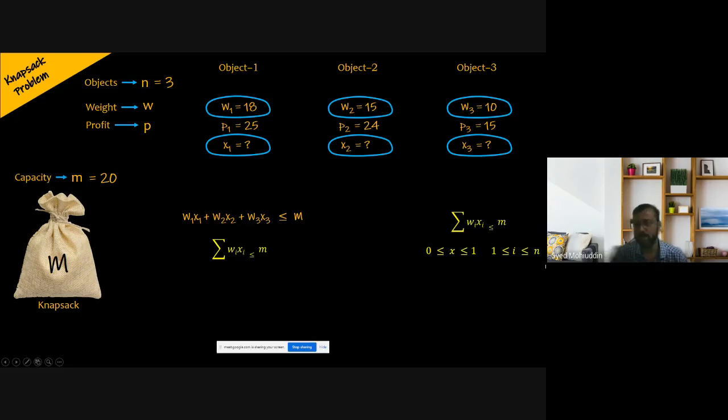For i from 1 to N. What is N? N is the number of objects. So for each object i, the summation of Wi and Xi should be less than or equal to M.